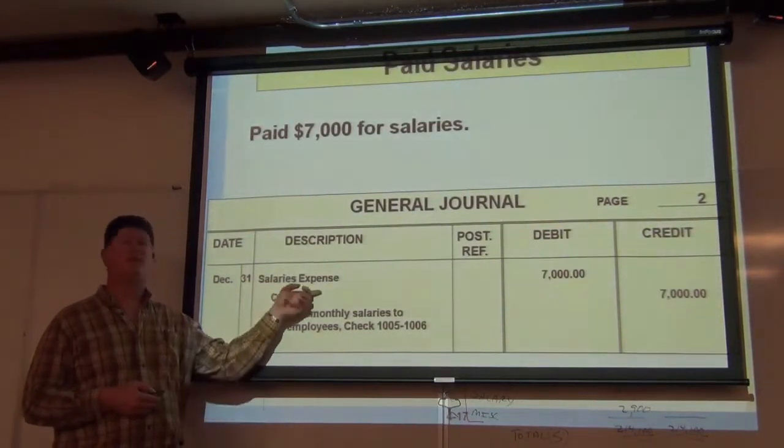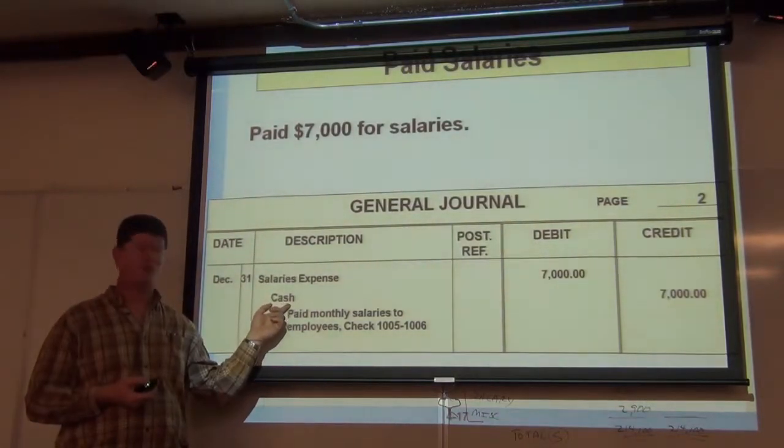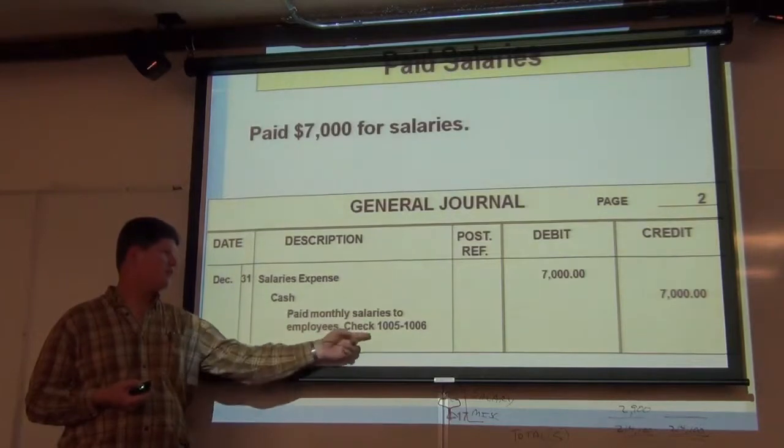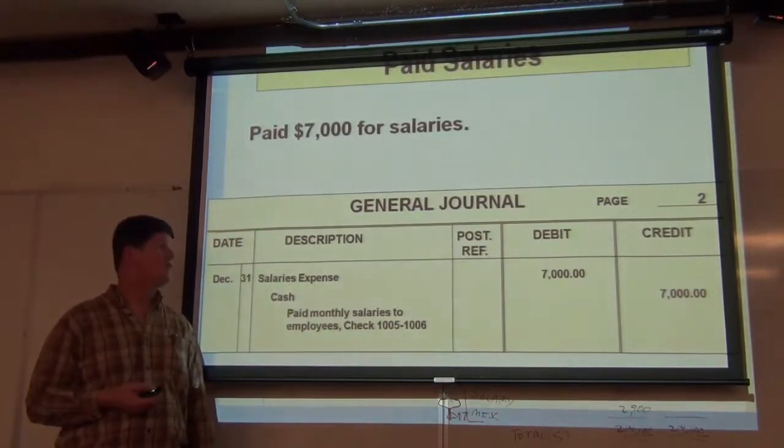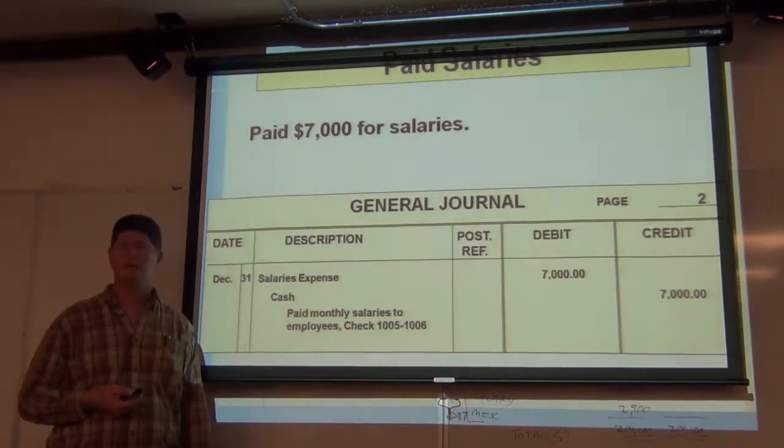Here's an expense, salaries expense. Expenses are always debits. Paid for it in cash. Cash is the credit. Paid salaries on checks number 1005 and 1006. We only have 2 employees and they got paid $7,000. Good for them. Right?